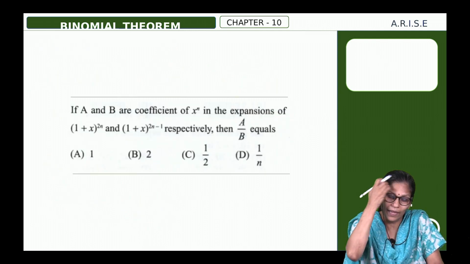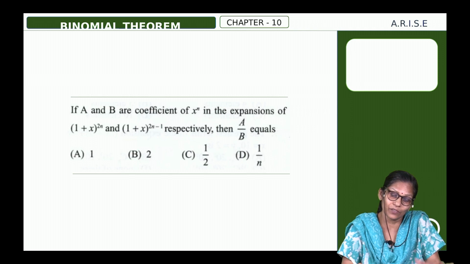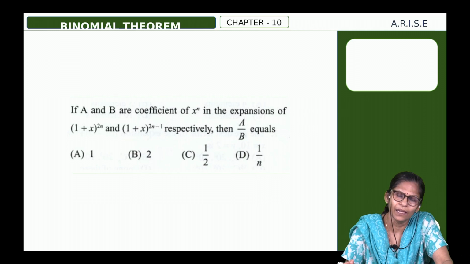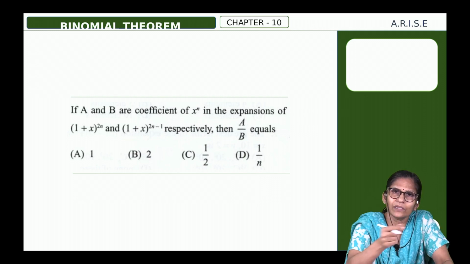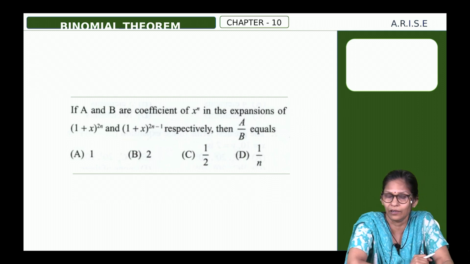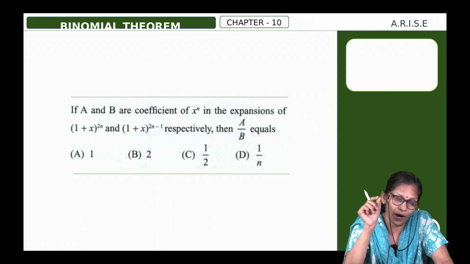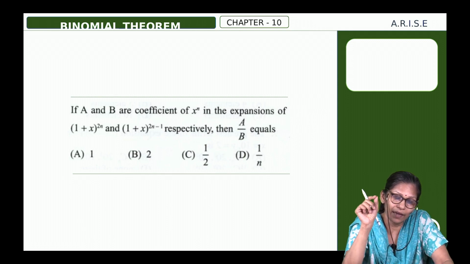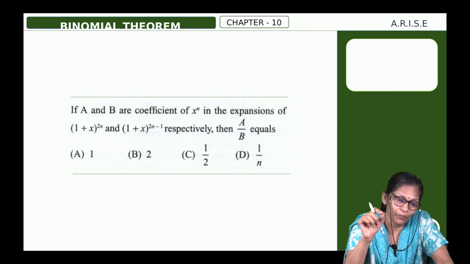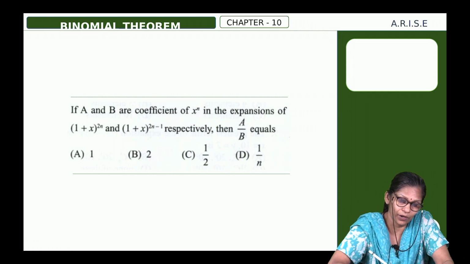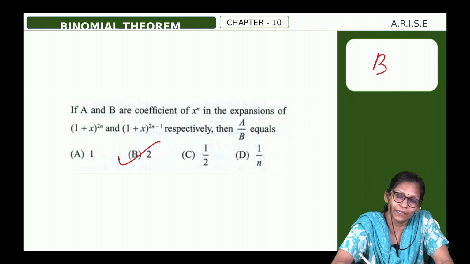Now, if a and b are the coefficients of x raised to n in the expansions of these, then what's the value of a by b? A similar question I have done two things ago. Just substitute n equal to 1. So, you are comparing a by b as the coefficients of x in 1 plus x the whole squared and 1 plus x the whole raised to 1. 2 by 1, that is 2 would be your answer. Option B is your answer.